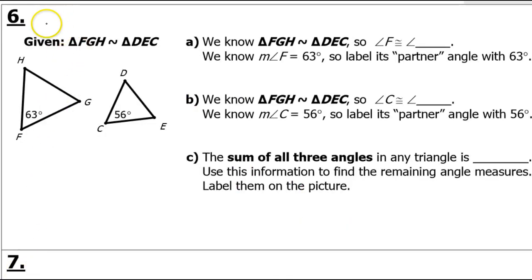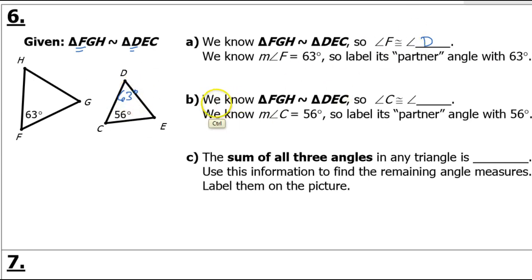Alright, problem number 6. We are given that triangle FGH, shown here, is similar to triangle DEC, which is shown here. We know that that is true. So, angle F is congruent to what? Well, looking at the order of the letters, angle F is congruent to angle D. Okay, so we know that angle F is 63, so label its partner angle with a 63. So angle D is 63.